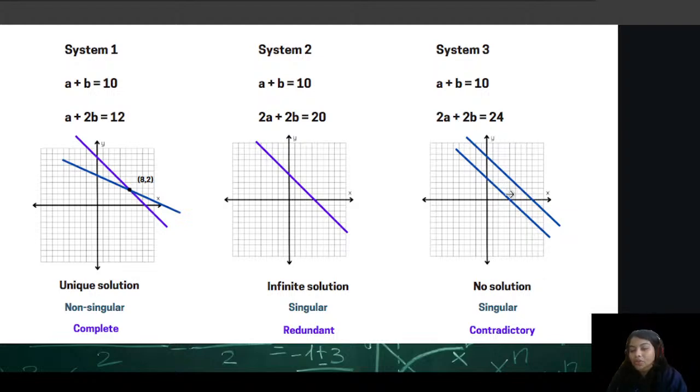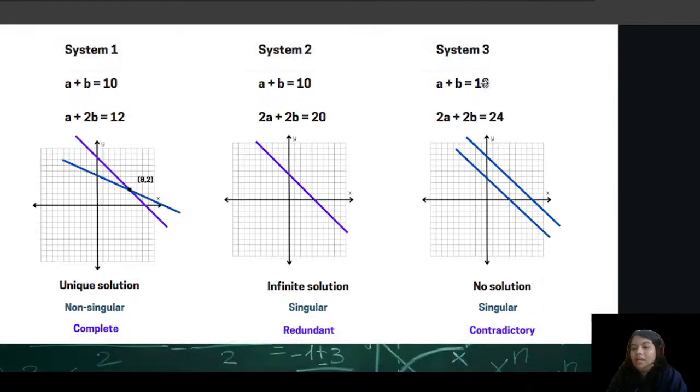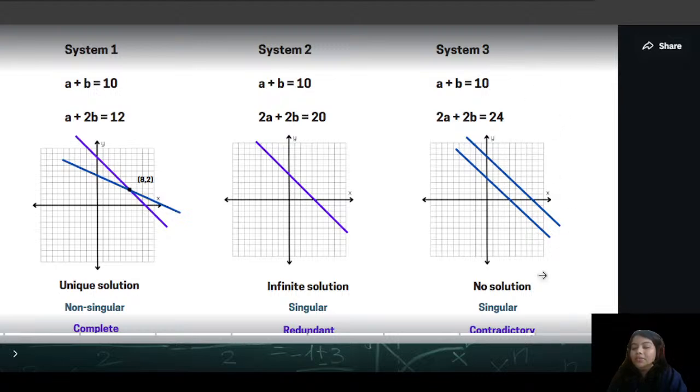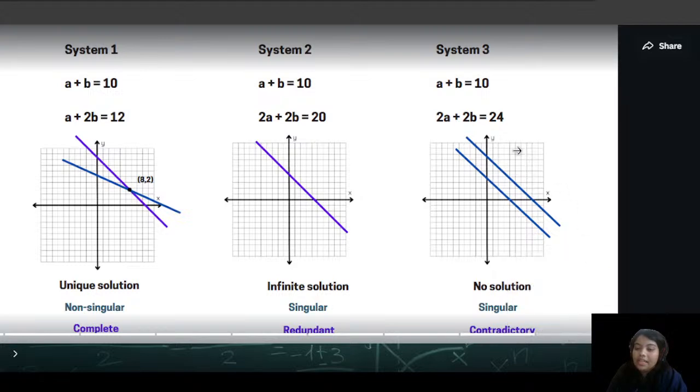And as we are not getting any relationship among them, and we are not able to find the separate values of a and b, we are saying that this system has no solution. And as we are not getting any more information to the table, there are completely two separate straight lines, we are naming this system as singular. And as it is parallel, we are concluding its nature as contradictory.